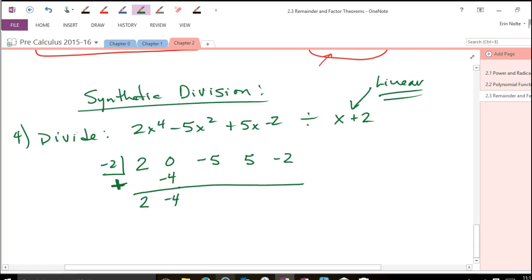Then I multiply, and I just keep going all the way through the same step. So it's -4 times -2, 8. -5 plus 8, 3 times -2, 5 plus -6, -1 times -2, -2 plus 2. 0. Now I always put this last number into the box. Why do I do that? It's the remainder.